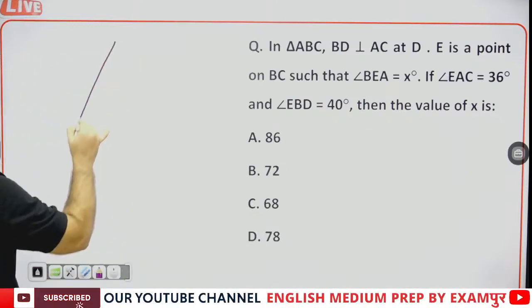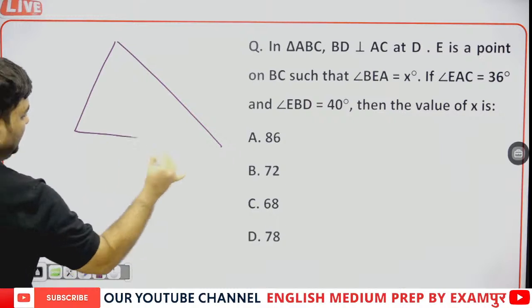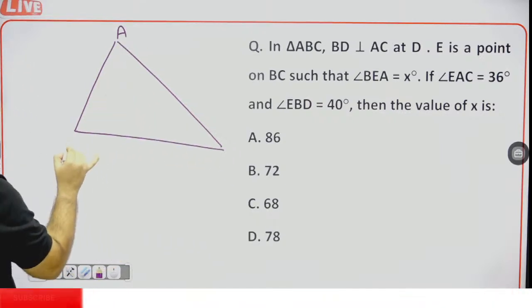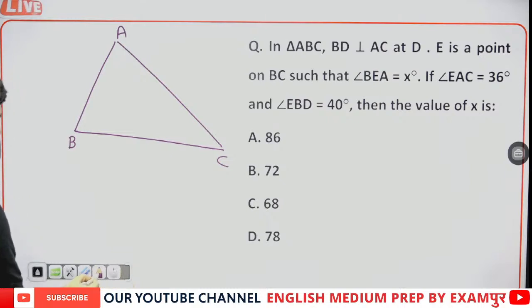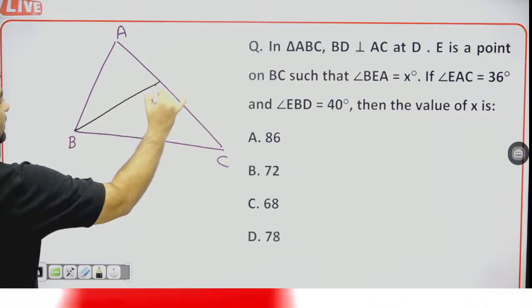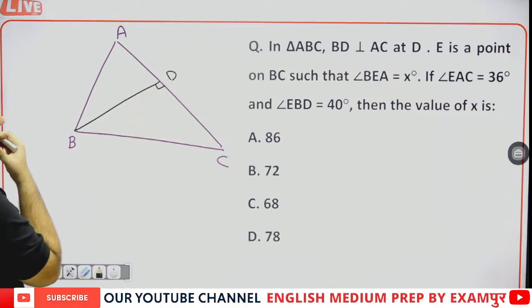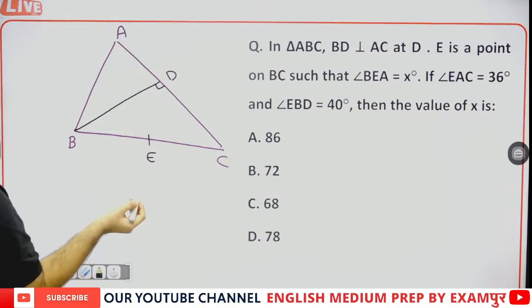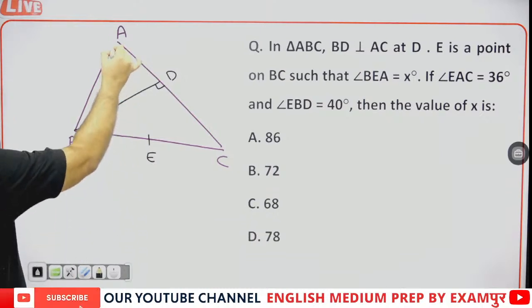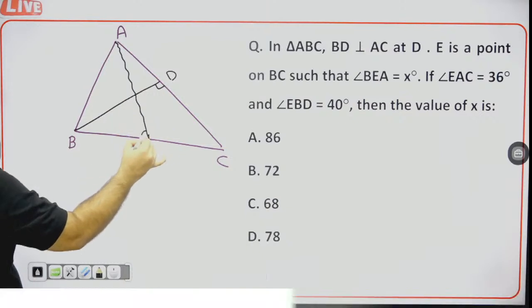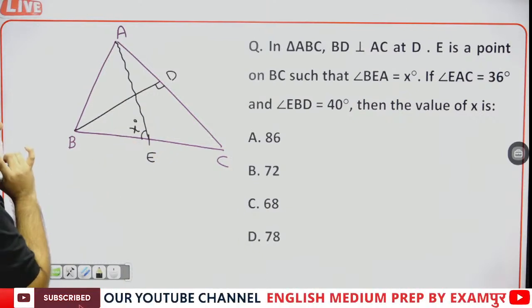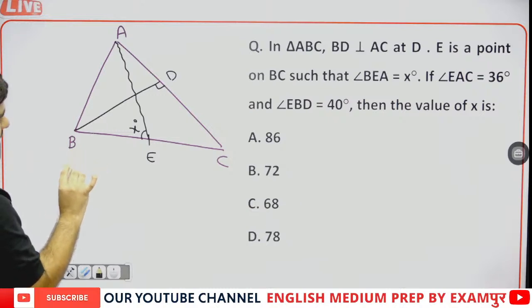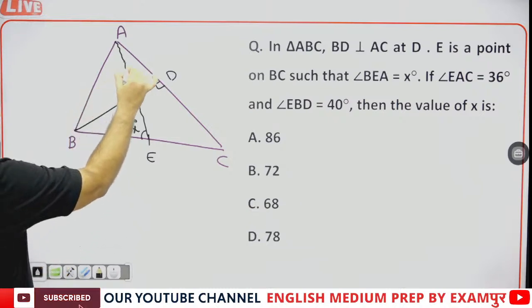In triangle ABC, BD is perpendicular to AC. E is a point on BC such that angle BEA is X degree. And angle EAC, where is it? EAC is this, 36.